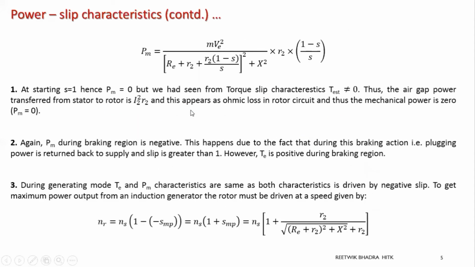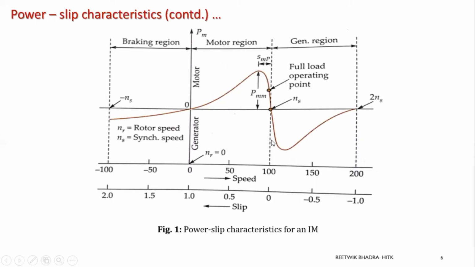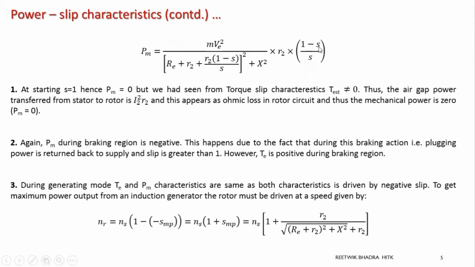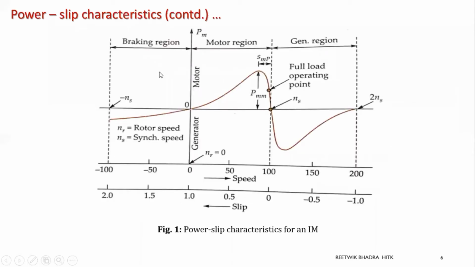Now what happens in the braking region? Your slip increases from 1 to 2. This is your braking region. Now if you look into the braking region, if slip is greater than 1, what will be the power value? It will come out to be negative. So PM will go in the negative direction.